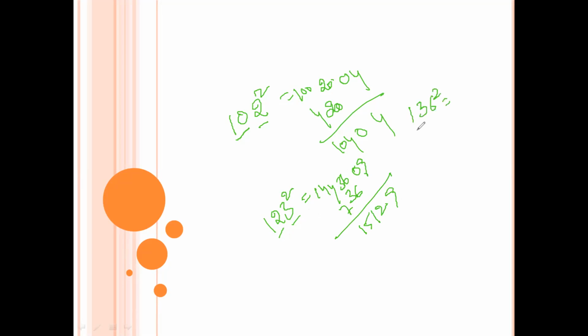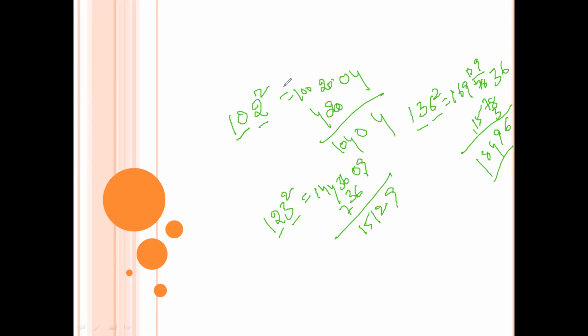136 square. 13 is one part, 6 is another part. 13 square is 169, 6 square is 36. 13 into 6 is 78. You write 78 one more time. 6, 3 carry. 8, 8, 16, 19. 14 plus 1 is 15. So 9 here, 15 carry. 18496. So in this way, you find the square of any number by using this method.